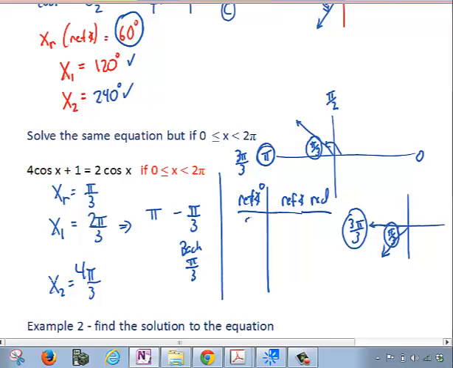So in degrees, you have 30, 45, or 60. The reference angle in radians would be pi over 6, pi over 4, pi over 3. These are all your radian reference angles. You have two other angles to keep track of.